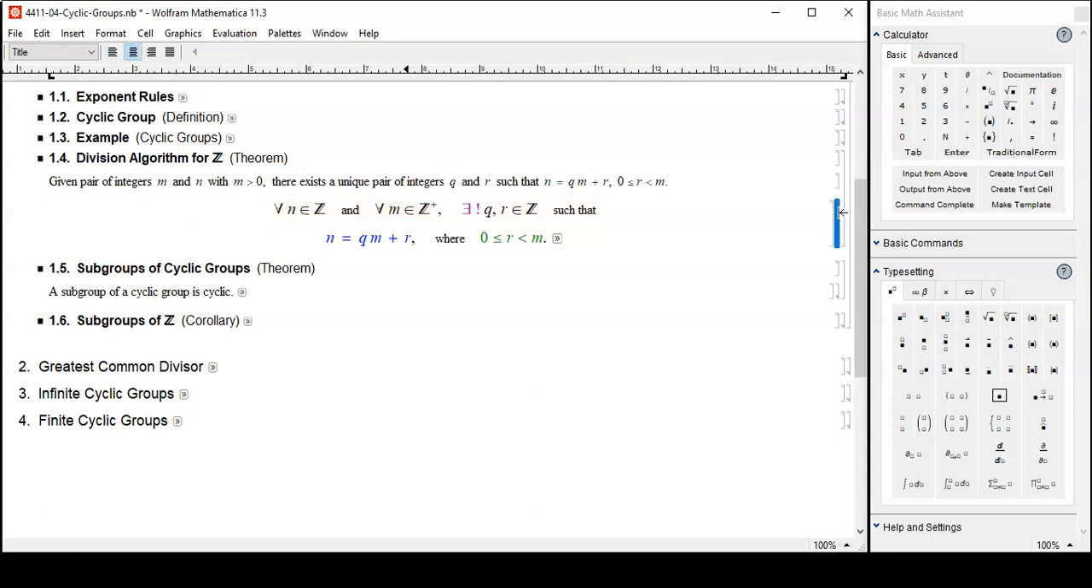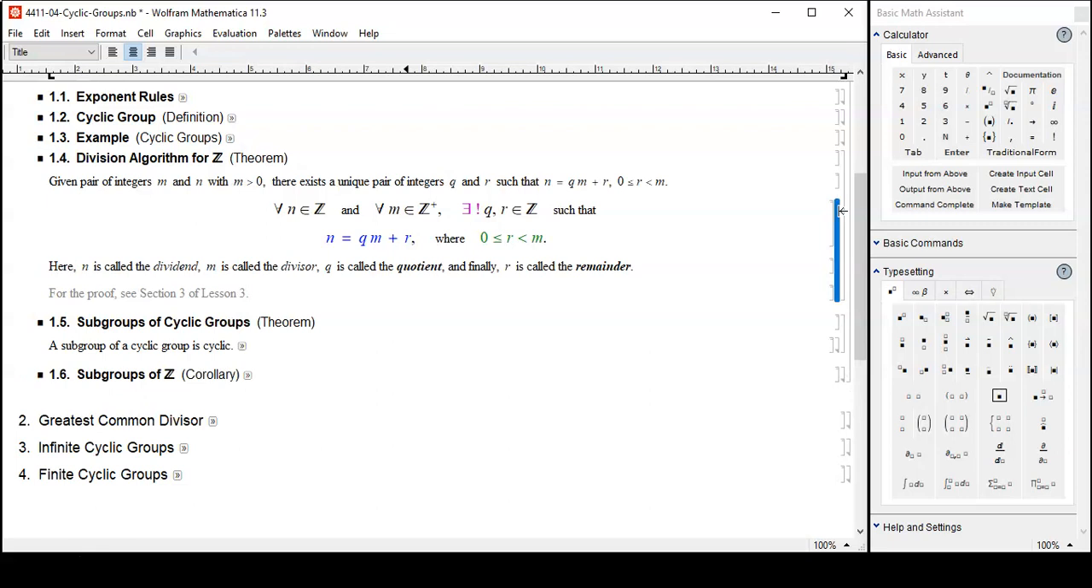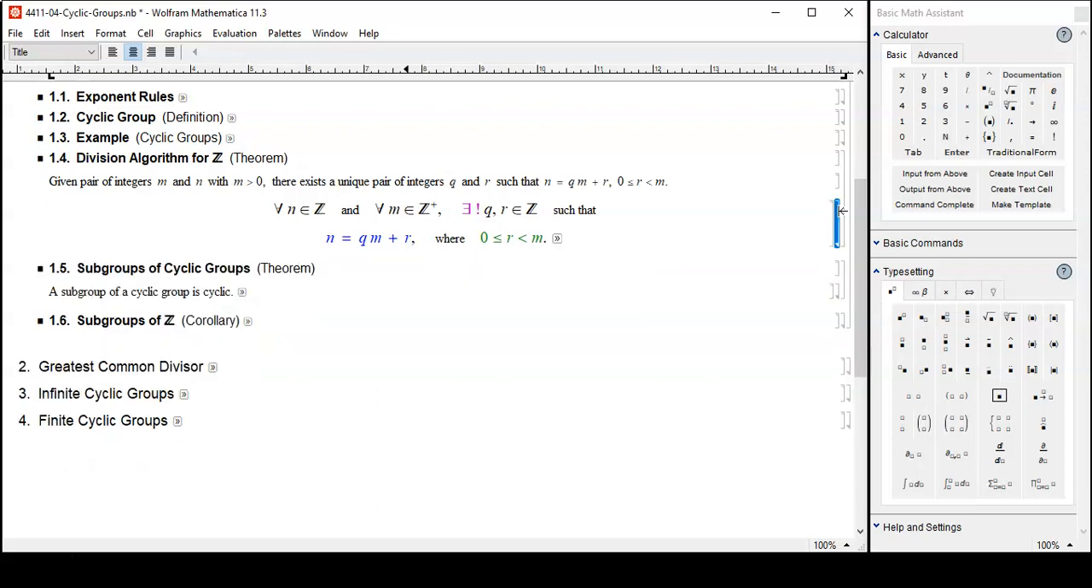That's what it says. Do you remember the terms? Here, n is called the dividend, m the divisor, q the quotient, and r the remainder. As for the proof, we covered it in lesson 3 in one of those optional videos, so let's not worry about it here. Let's be prepared to use it, especially these blue and green. Existence we'll take for granted, but then again, how is this related to theorem 1.5?